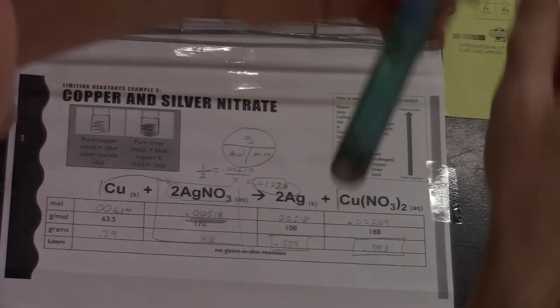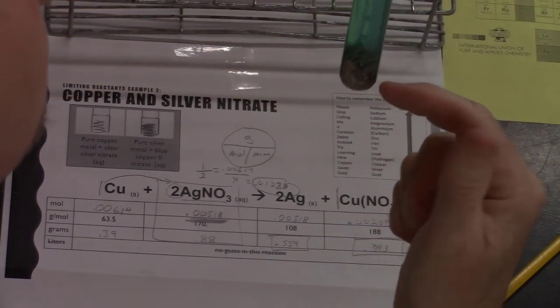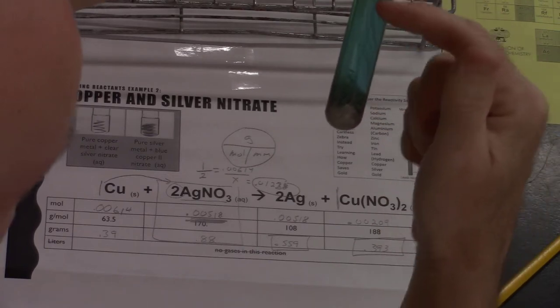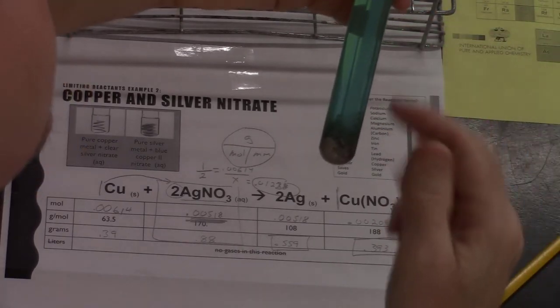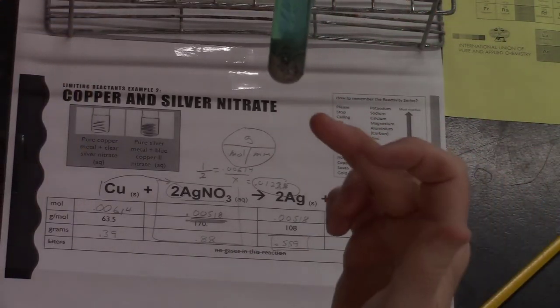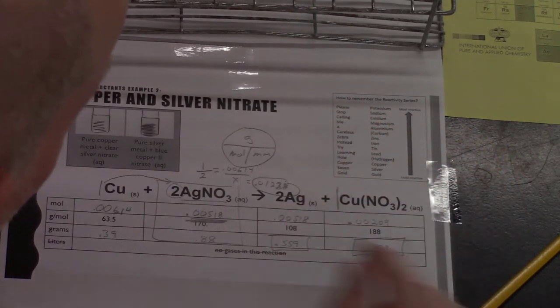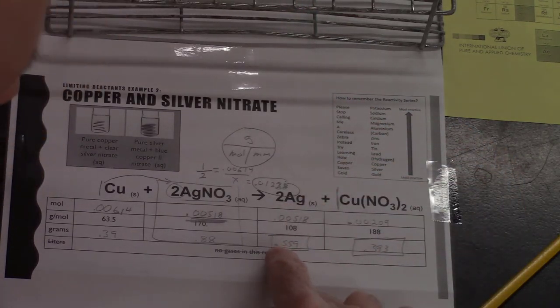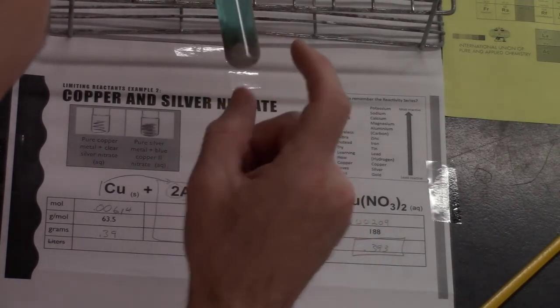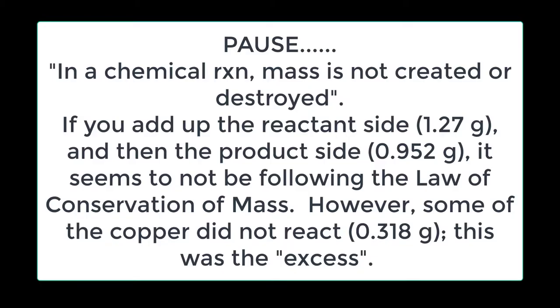Alright, and then I want to separate out the silver in here from the copper 2 nitrate, and I'll do that by filtration. Then I have to dry it and weigh it again after it's dry and see how much silver I end up with. I'm hoping for, I should get 0.559 grams of silver in the bottom of this test tube.